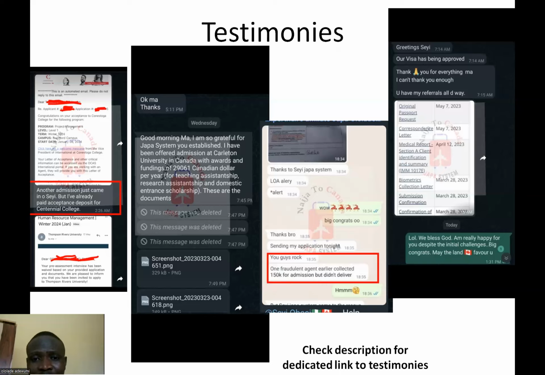It was a scam. Now, this person got Japa system for 50,000 naira and is able to secure that same admission with ease right now. Wow. This is another testimony, somebody that just got his visa. It's even a family visa. Our visa has been approved. It's a family visa.